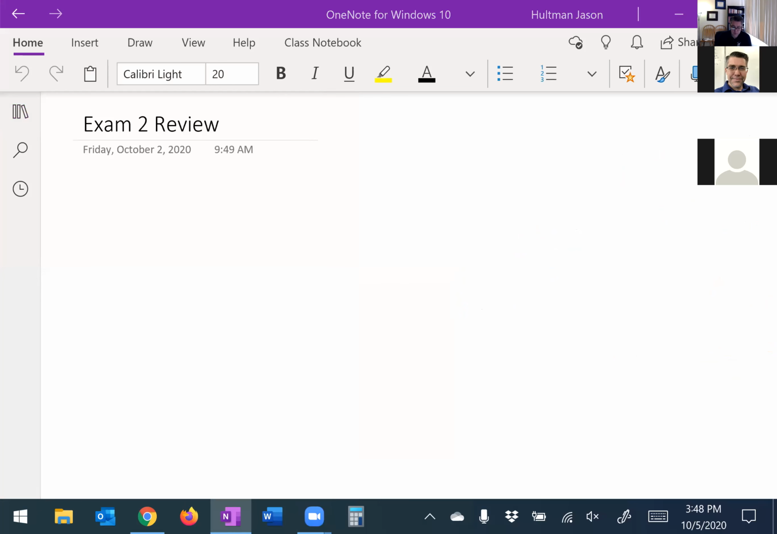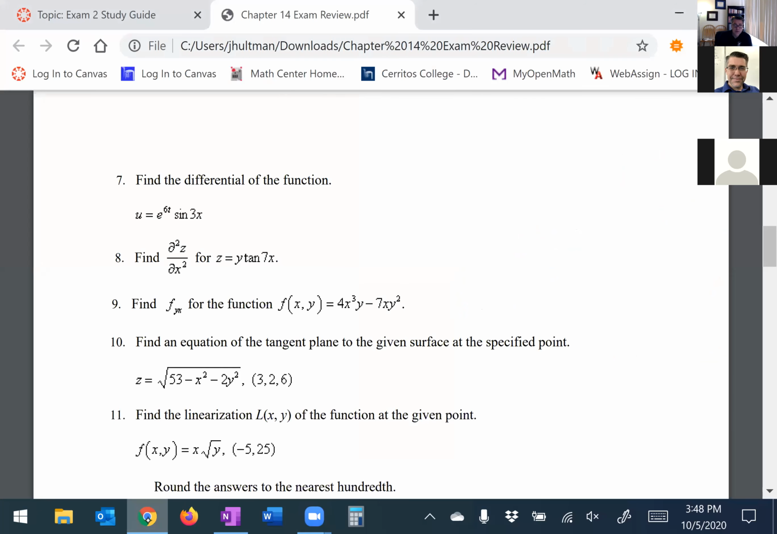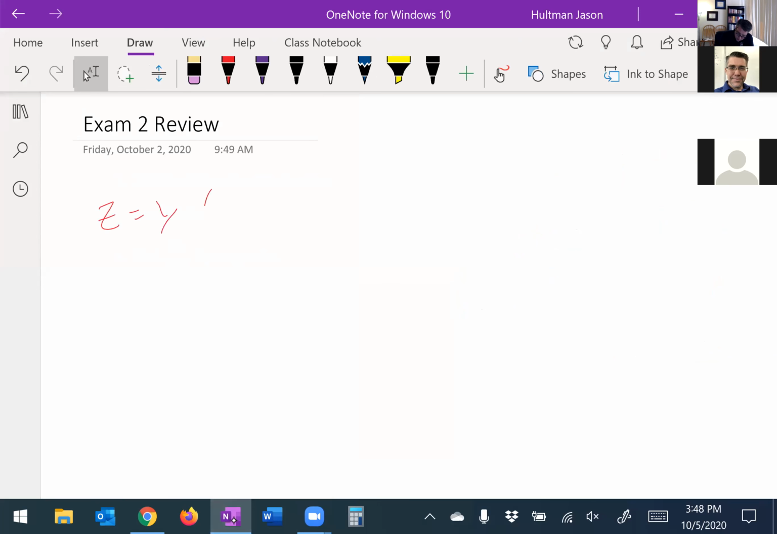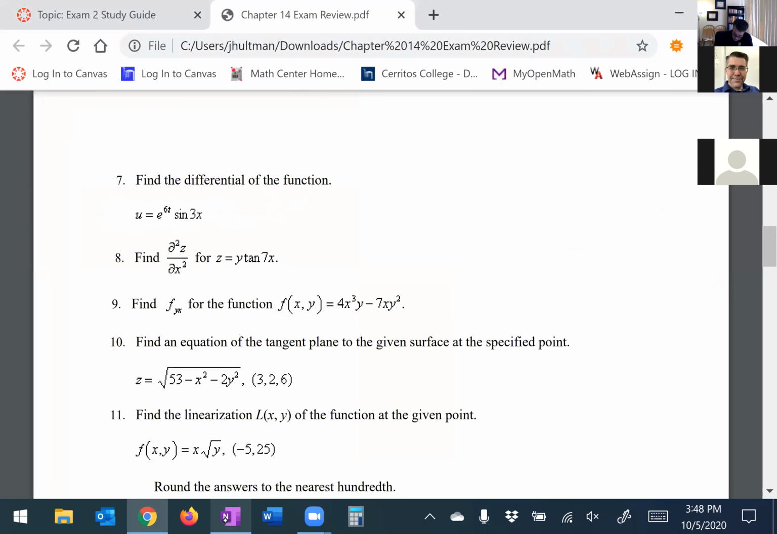Okay, so once again, that was z equals y tan 7x. Okay, and we want to know what's the second partial of z with respect to x, right?